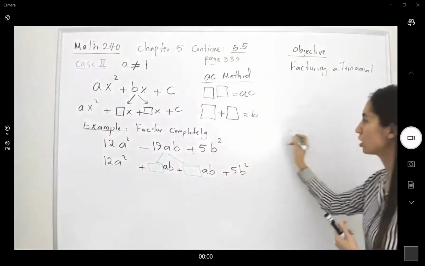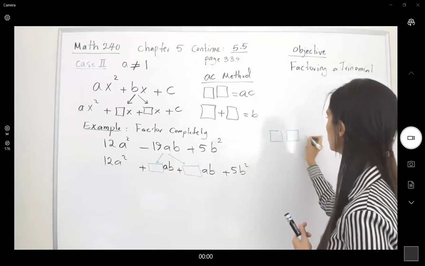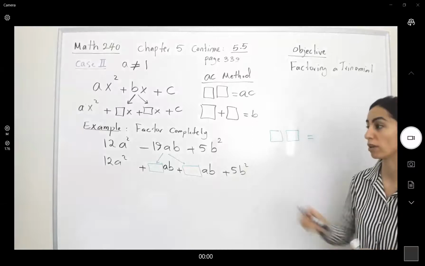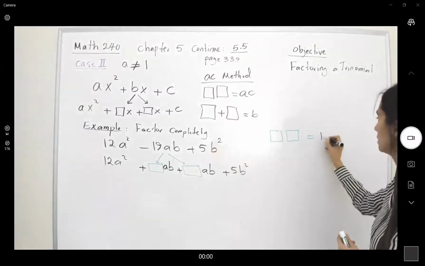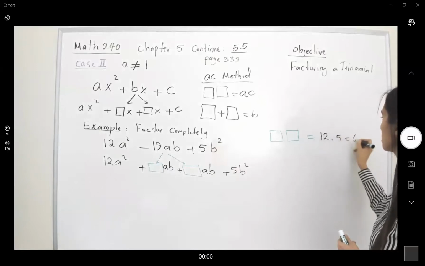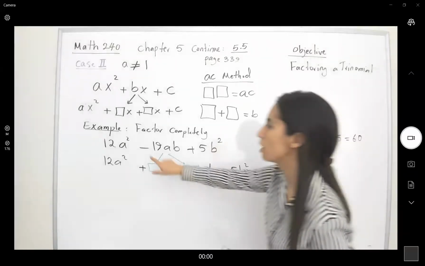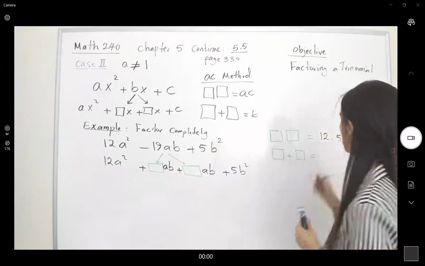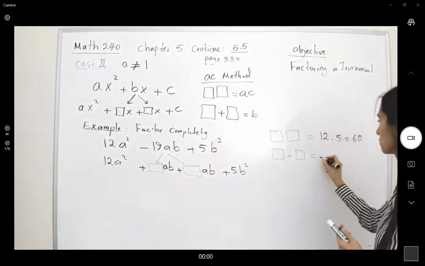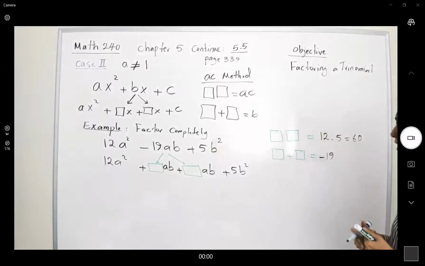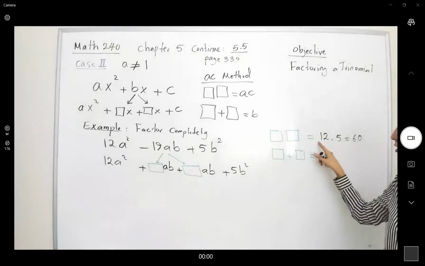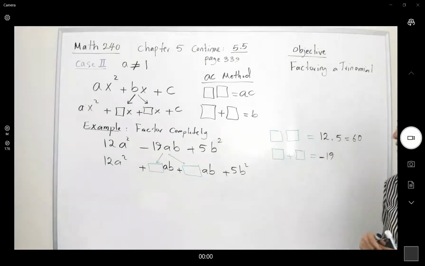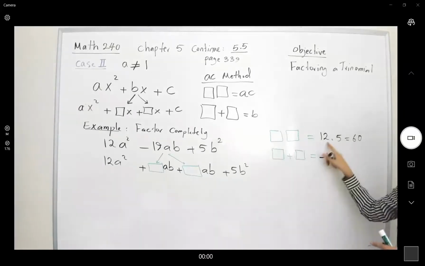The multiplication of these 2 numbers is equal to a times c. What is a? 12. What is c? It is 5, which gives 60. And their sum is equal to minus 19. You might say, hey, we already have 12 times 5, but 12 plus 5 is equal to 17. Even if you consider negative 12 and negative 5, it's going to be negative 17, not negative 19. So this is not a good option.